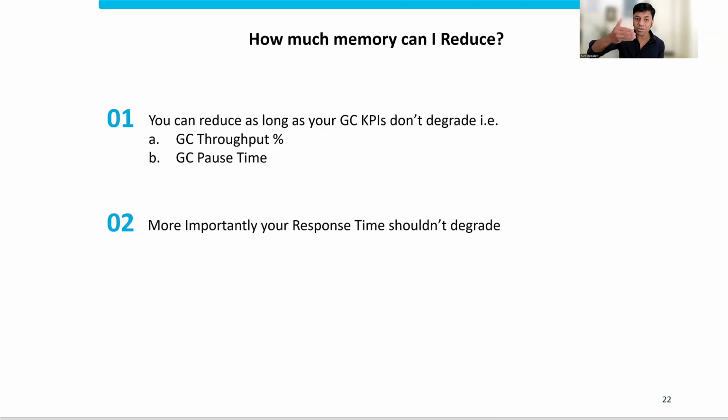Keep reducing from 12 GB heap size, make it 6 GB and see whether response time is getting hurt. If response time is not getting hurt, keep moving down as much as possible until your response time stops degrading. So when you start doing that, you can start reducing your memory size.